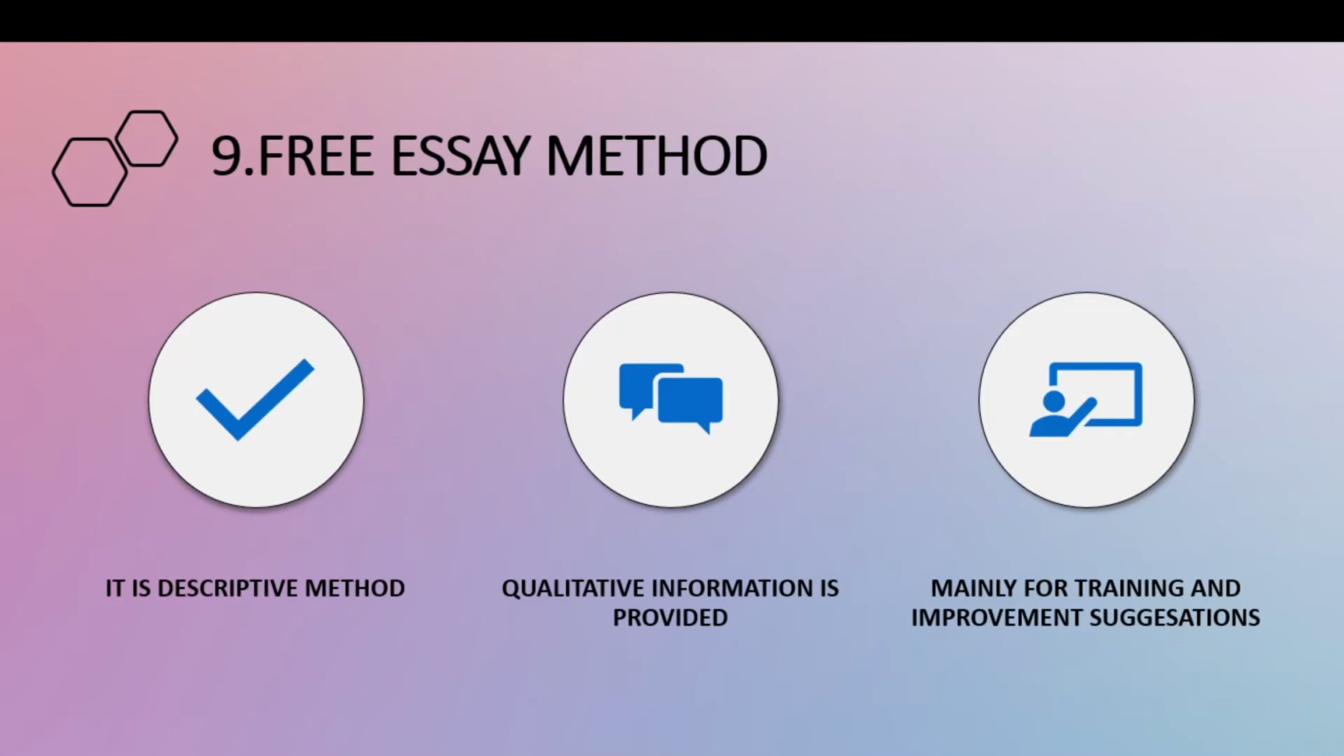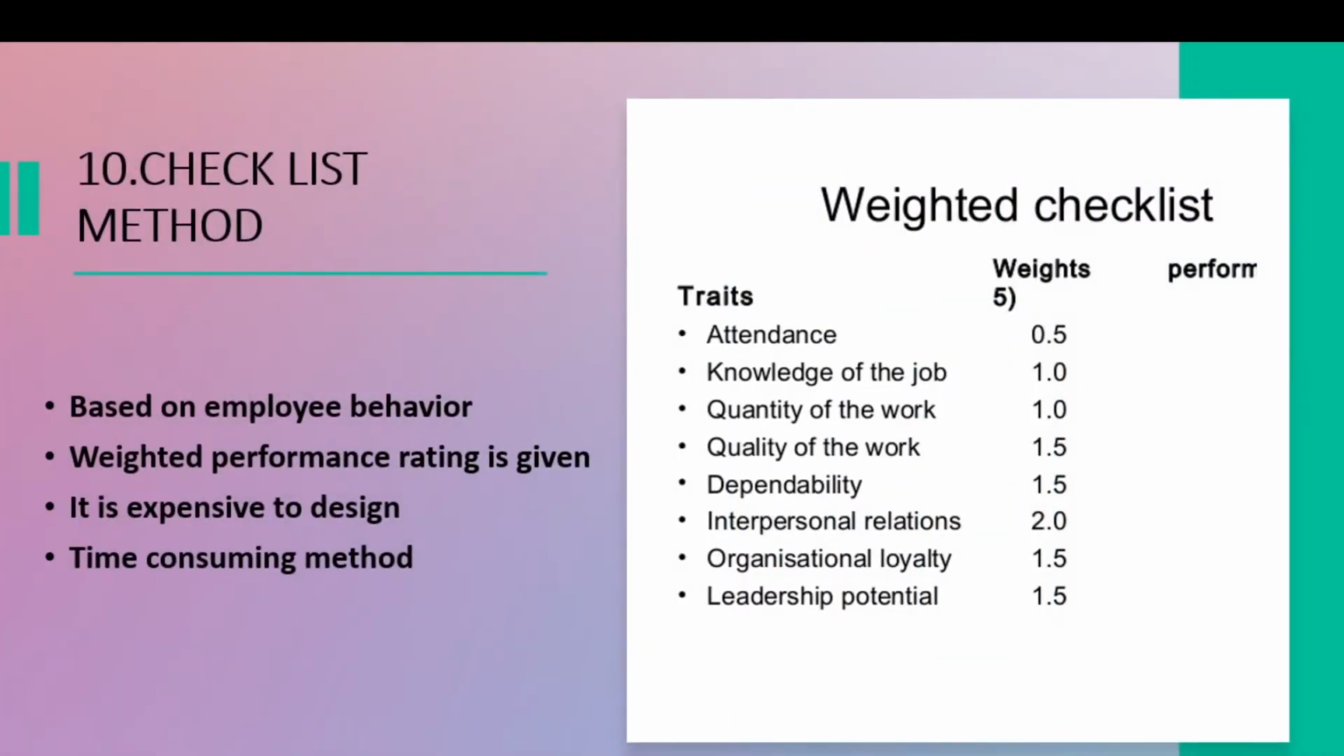The last of the traditional methods is the checklist method. The checklist is a simple rating technique in which the superior is given a list of statements or words and asked to check statements respecting the characteristics and performance of each employee. This method is expensive to design and it is time-consuming.